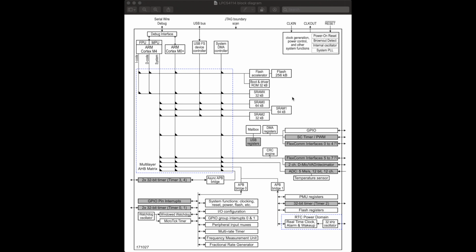In addition, what's kind of important here is that we have quite a lot of memory, comparatively speaking. There's 192 kilobytes of RAM, and then there's 256 kilobytes of flash memory as well. Notably, one of the interfaces on the chip is an SPI port, here on the Flexcom ports, and that is connected to a flash chip, which contains 16 megabytes of storage capacity.